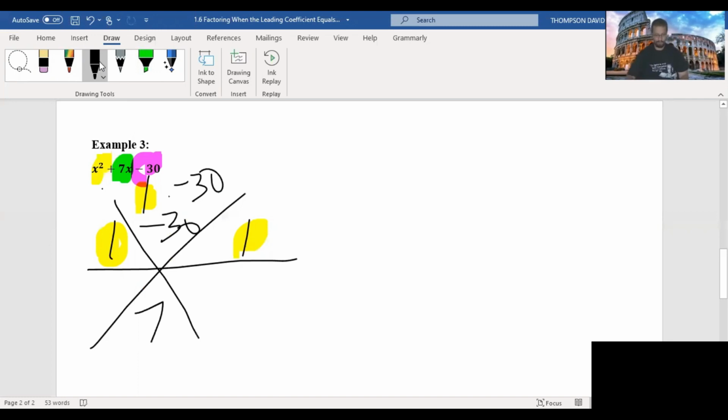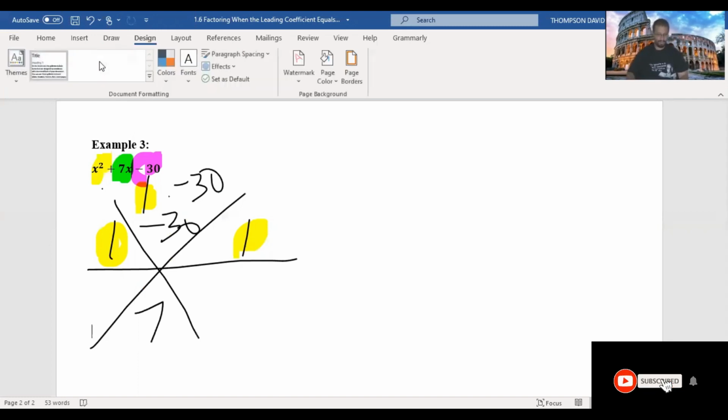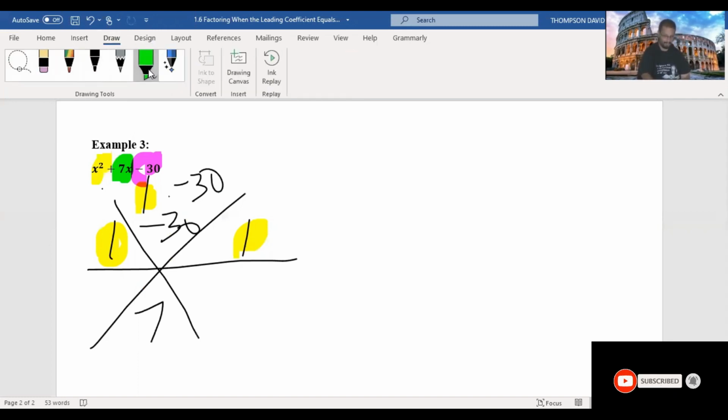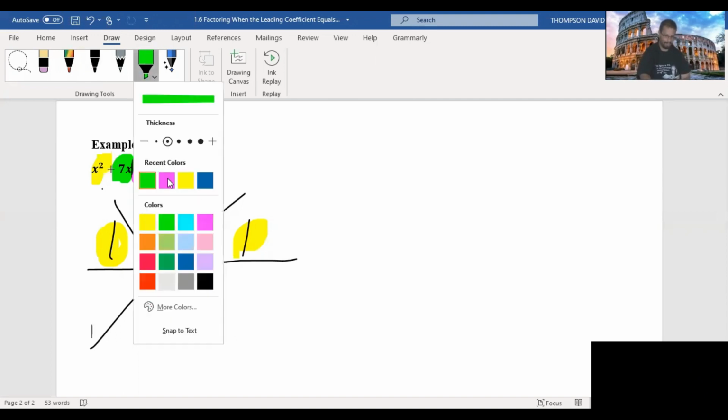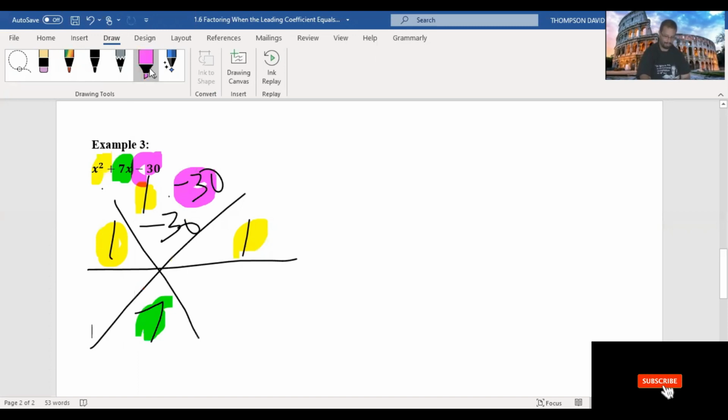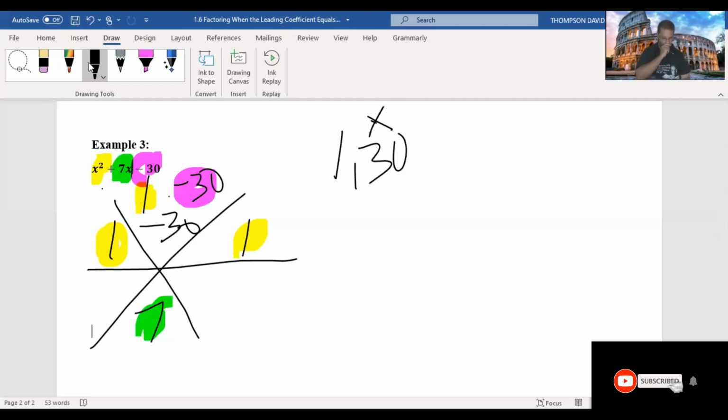So we're looking for two numbers that multiply to make negative 30, but when we add them, we get negative 7. So let's figure out our multiples of 30. So we have 1 and 30. So really, since one's positive, one's negative, you want to think subtraction. So 30 minus 1 gives me a difference of 29. So that doesn't help.